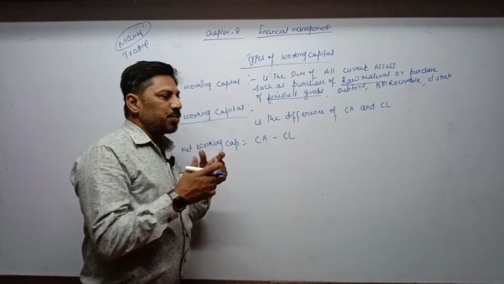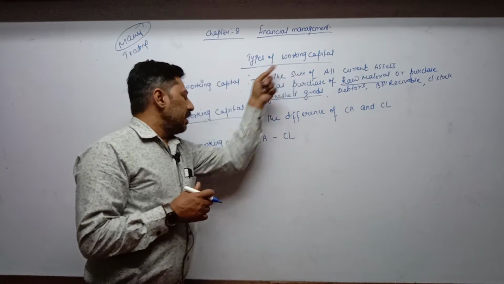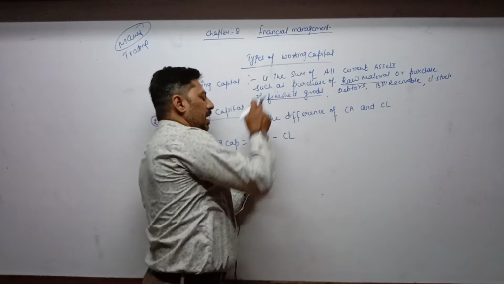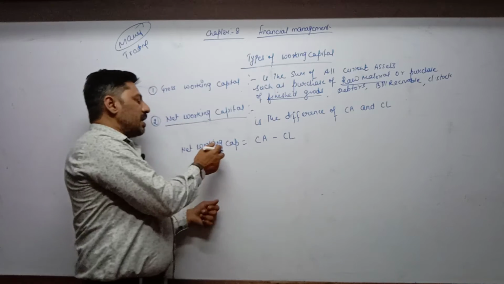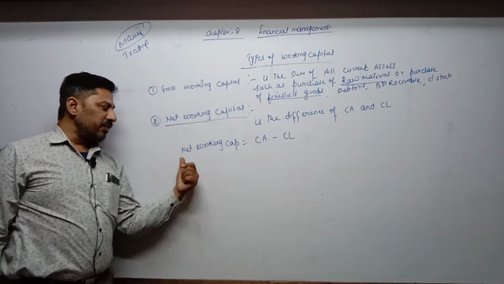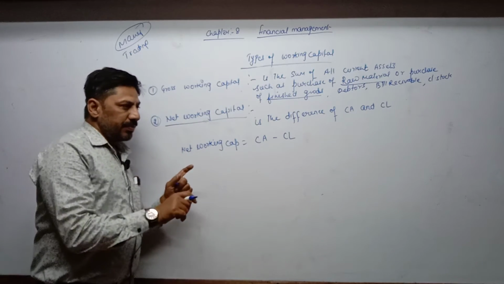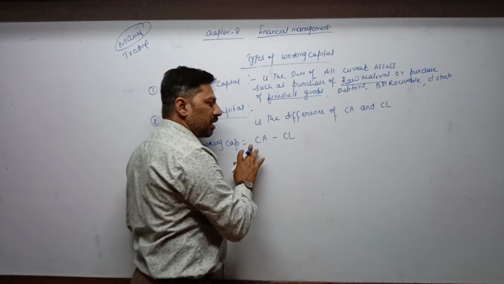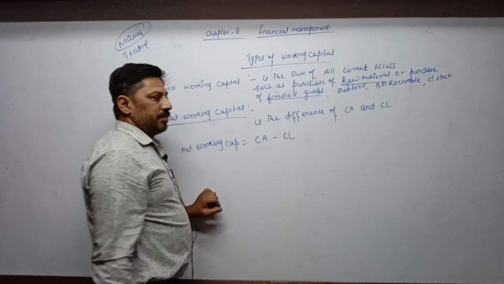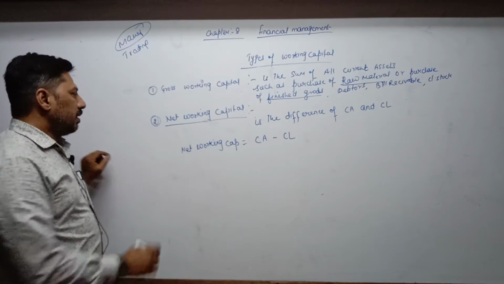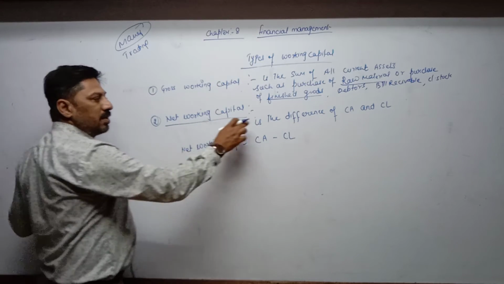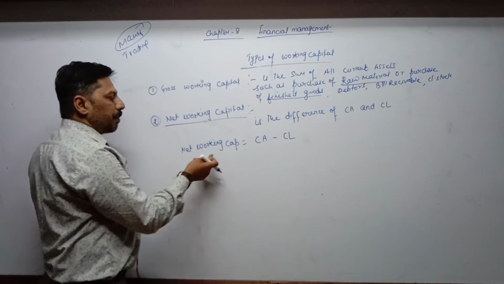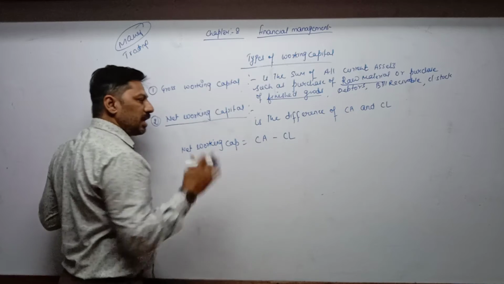When we have to explain types of working capital, then in case of net working capital we have to write the actual definition of working capital. Current asset minus current liability is called net working capital. So what is net working capital? It is the difference between current asset and current liability. Then formula: net working capital is equal to current asset minus current liability.